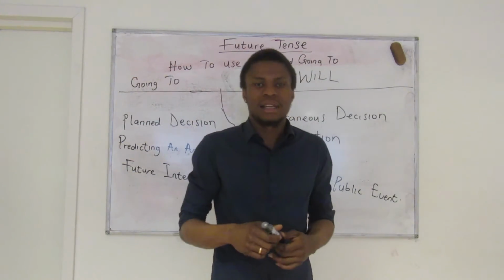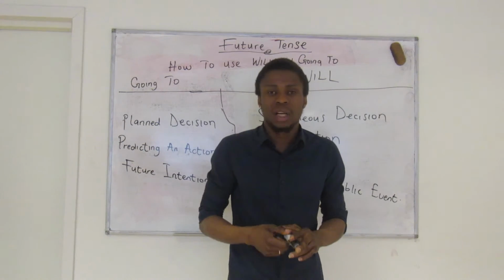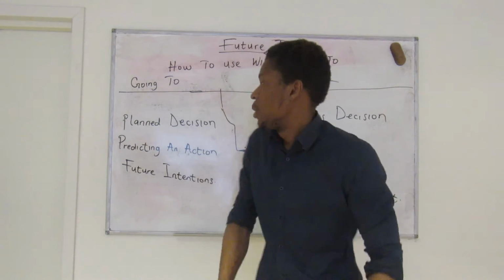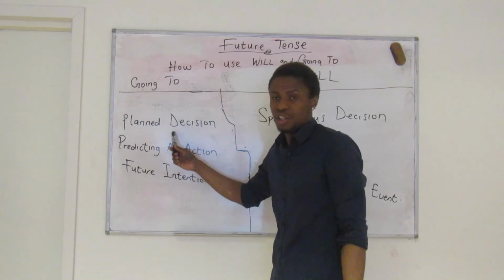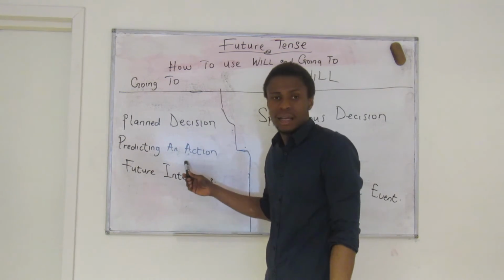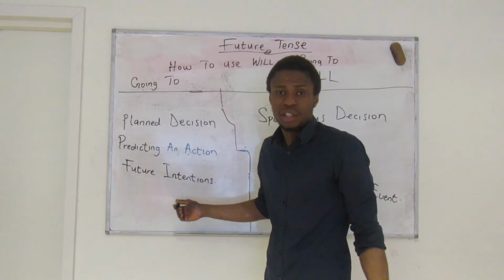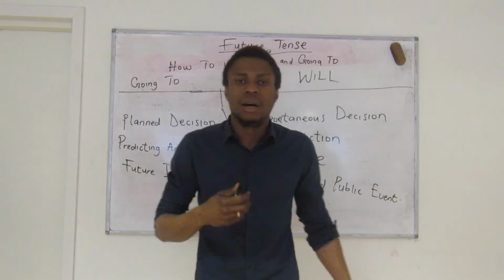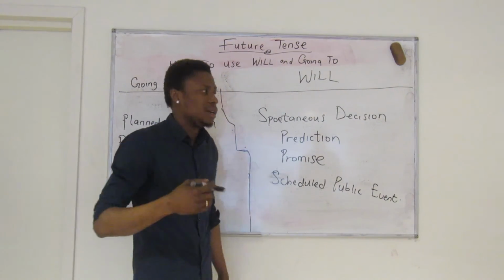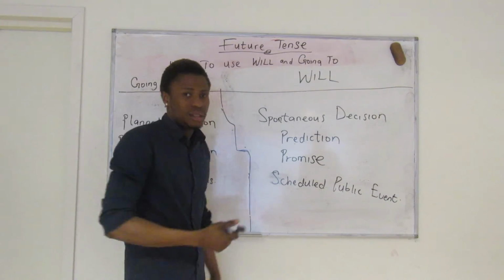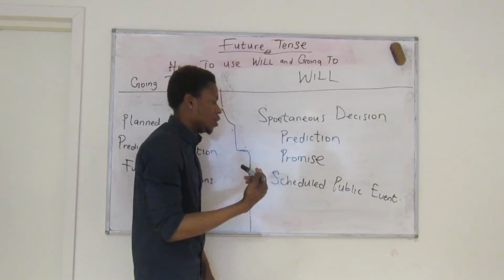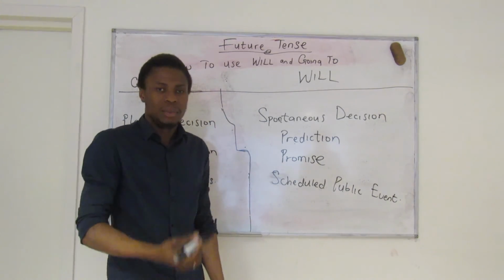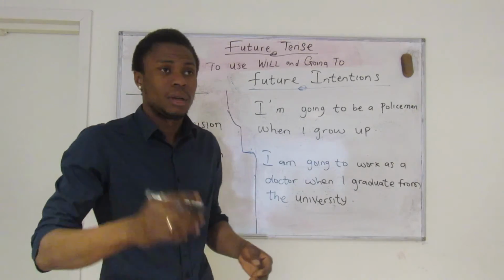Now, to round up this lesson, we're going to take a short summary of what we already learned. When we want to use going to, we are always talking about a planned decision, or predicting an action, or future intentions. And when we want to talk about will, we always use it for a spontaneous decision, a prediction, a promise, or when we are talking about a scheduled public event.